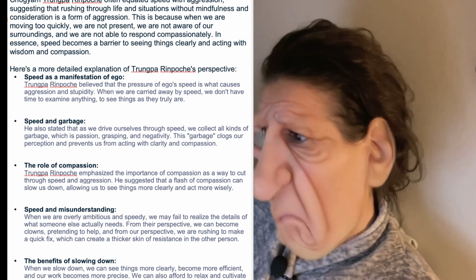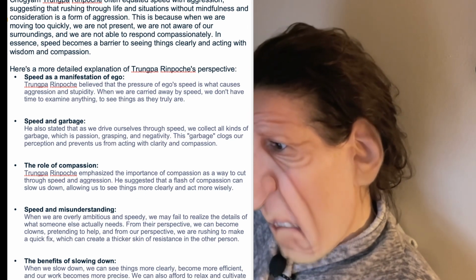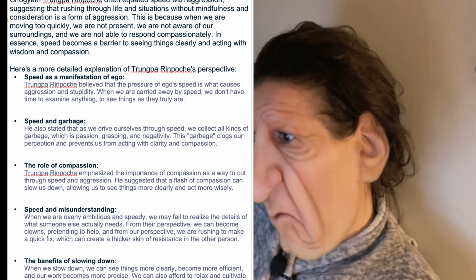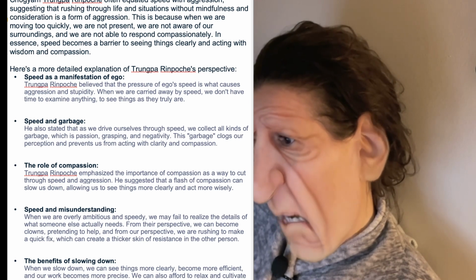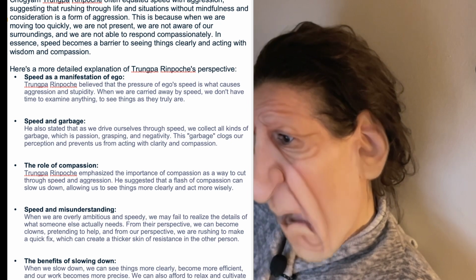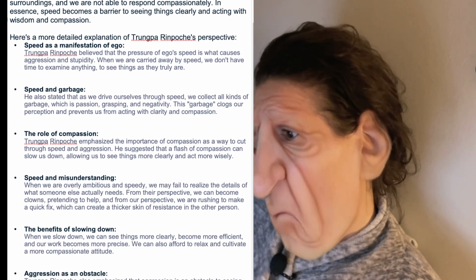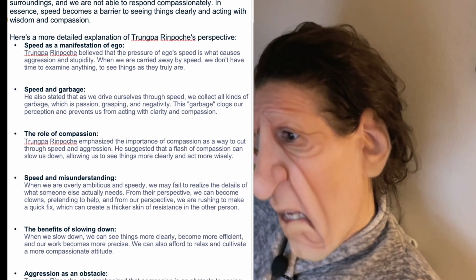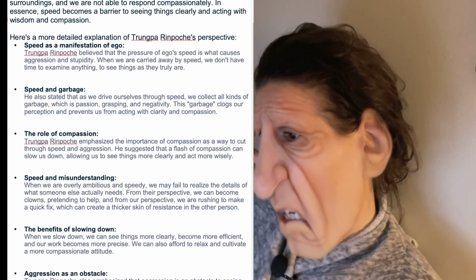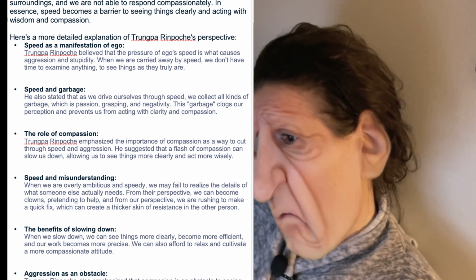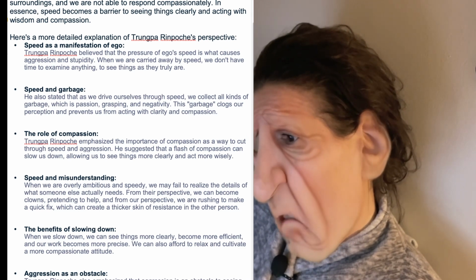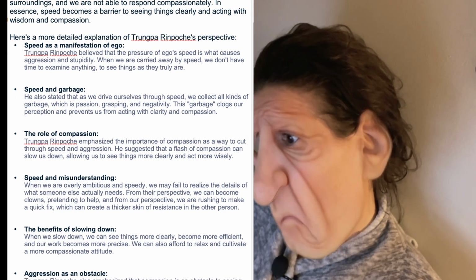Speed and garbage. He also stated that as we drive ourselves through speed, we collect all kinds of garbage, which is passion, grasping, and negativity. This garbage clogs our perception and prevents us from acting with clarity and compassion. The role of compassion. Trungpa Rinpoche emphasized the importance of compassion as a way out through speed and aggression. He suggested that a flash of compassion can slow us down, allowing us to see things more clearly and act more wisely.